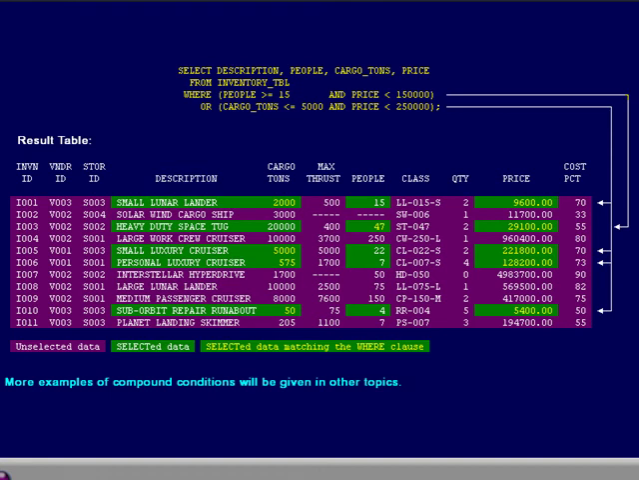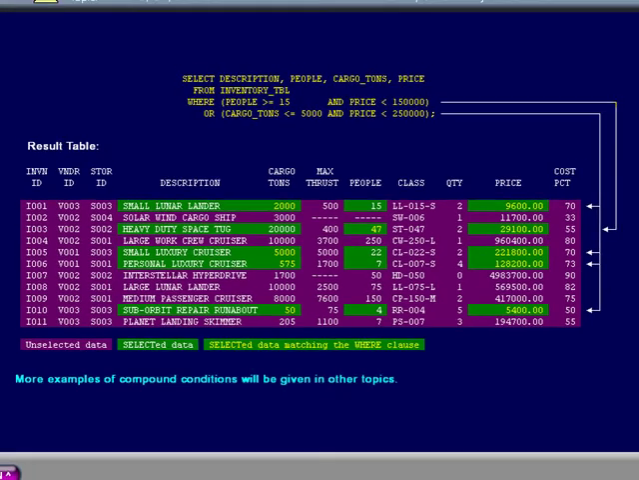More examples of compound conditions will be given in other topics.